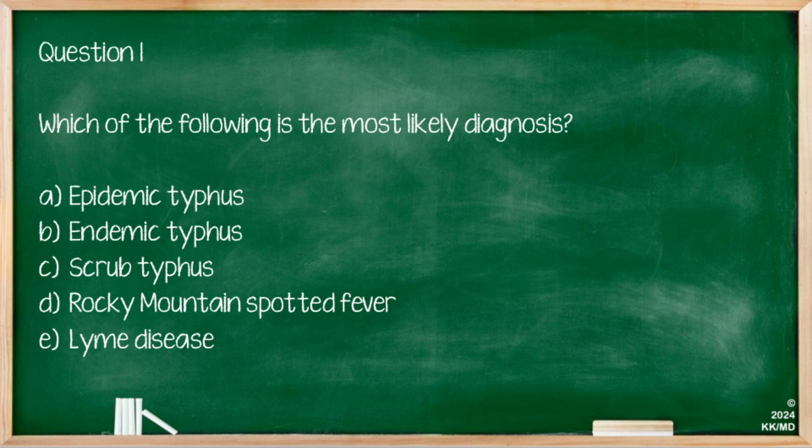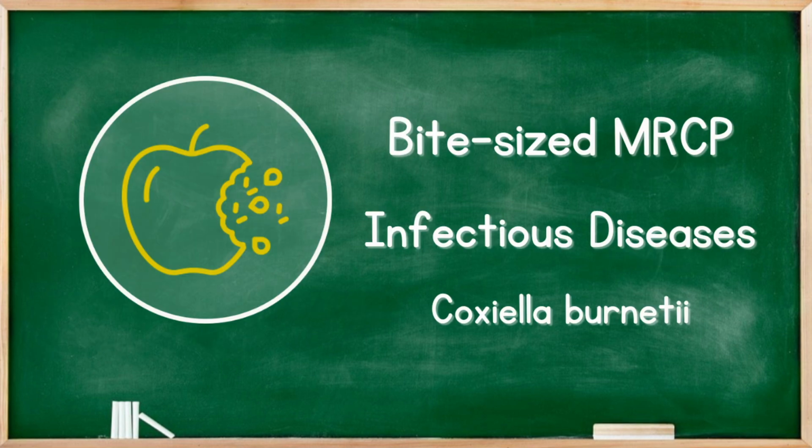So this was a really straightforward question because the biggest giveaway is that he's traveled to the Rocky Mountain regions and he's coming in with quite classic features with high fevers, headaches, as well as a maculopapular rash. So really the correct option is going to be option D, which is the Rocky Mountain spotted fever.